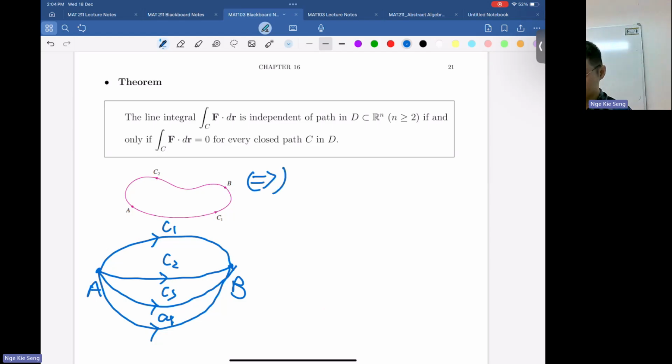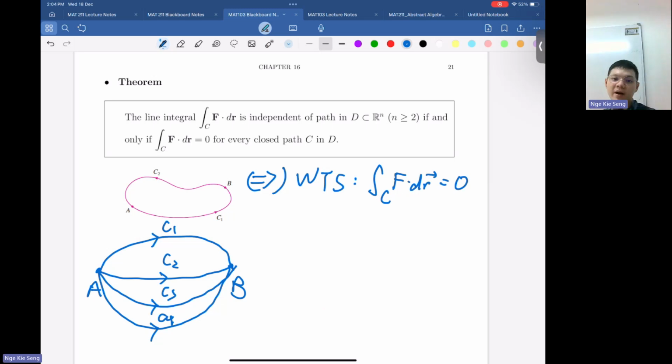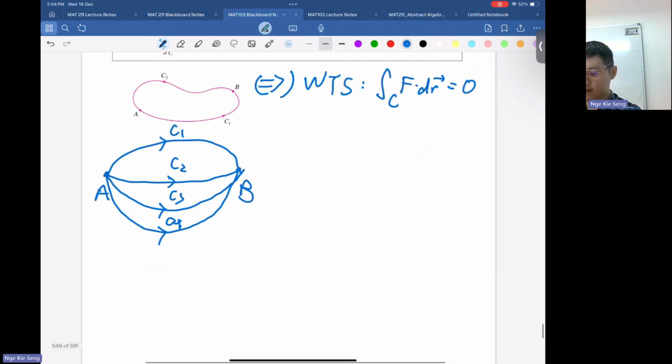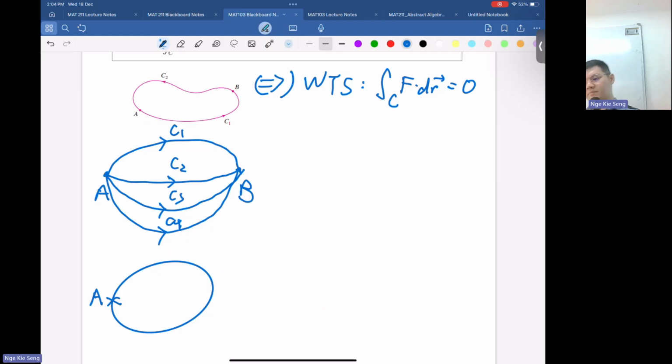Why? Let me show you. To show left to right, what you want to show is that the line integral over all closed paths should be 0. But how do you form a closed path? Let's say you have a closed path, and let's call the initial and terminal point A. How do you build this path here?